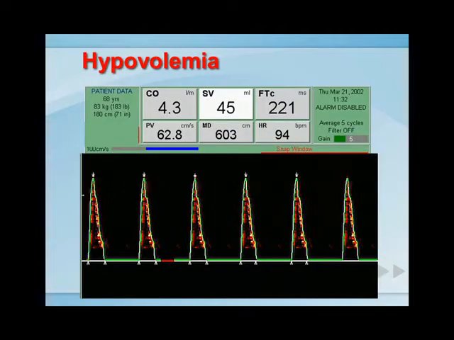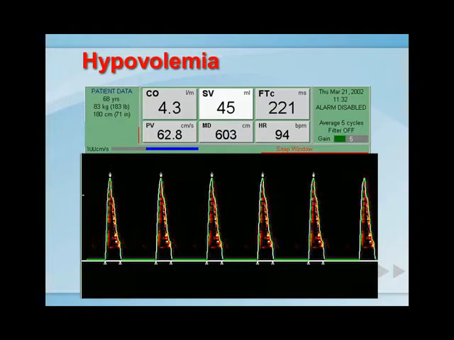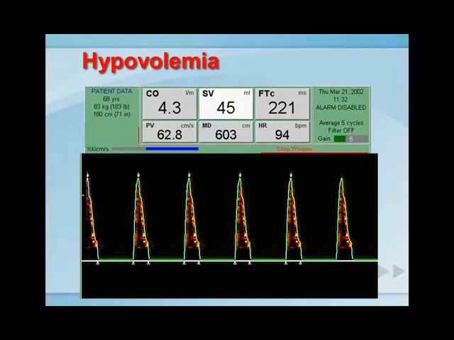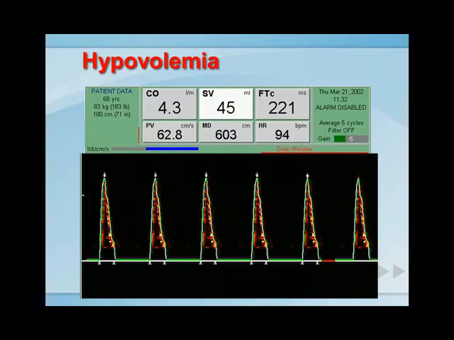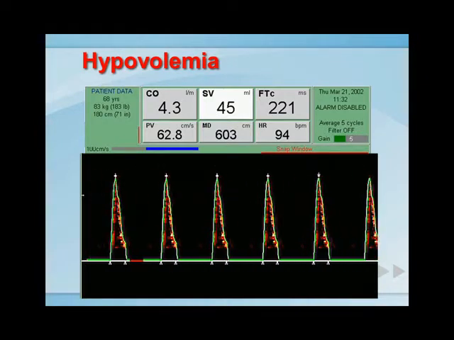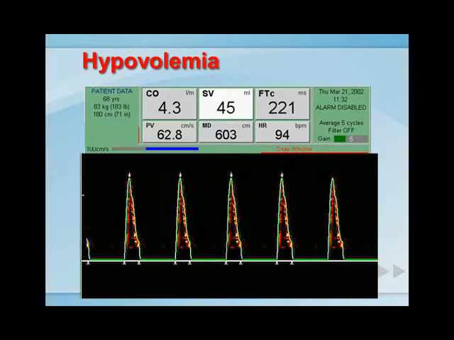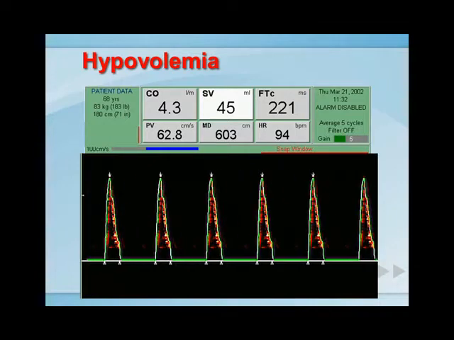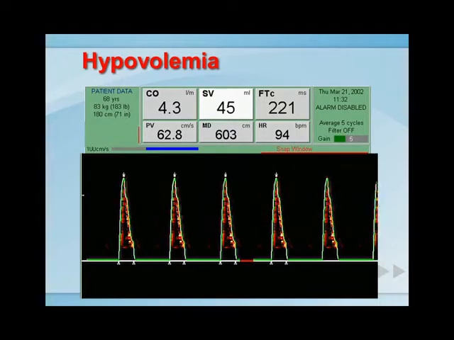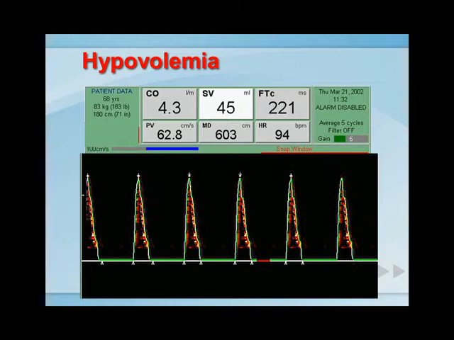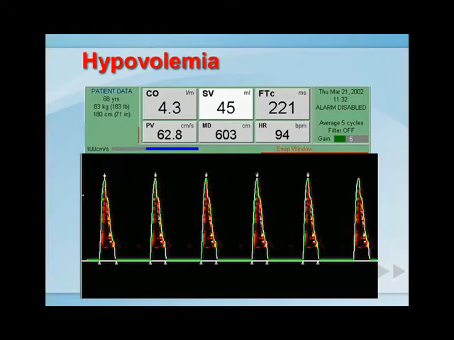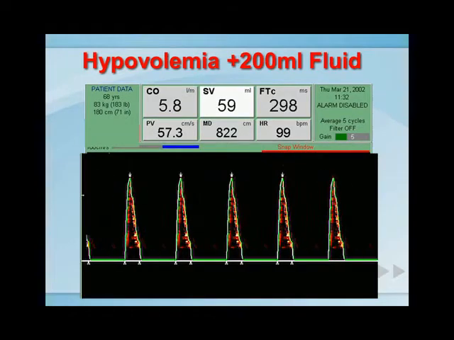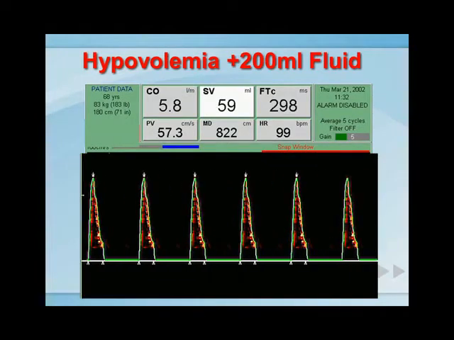This is the display you would see on the cardio-cue with a hypovolemic patient. The waveform base is very narrow, indicating a short ejection time. The corrected flow time is only 220 milliseconds, far below the norm of 330 to 360. The stroke volume is 45 cc's, and the heart rate is 94 beats per minute. The cardiac output is low for this age and size of patient. You may expect a cardiac output in the range of 5.5 to 7.5 liters per minute.